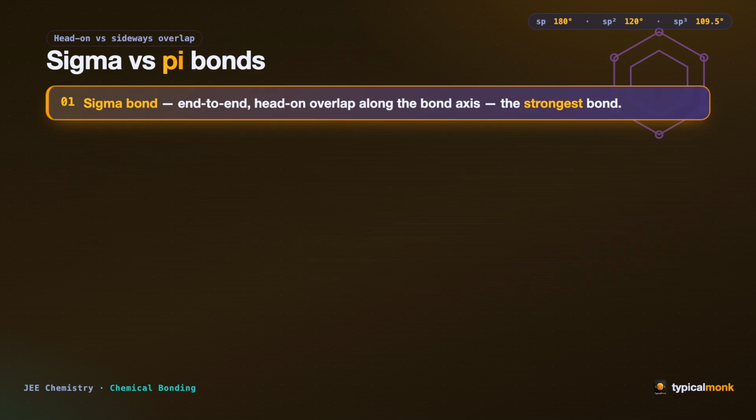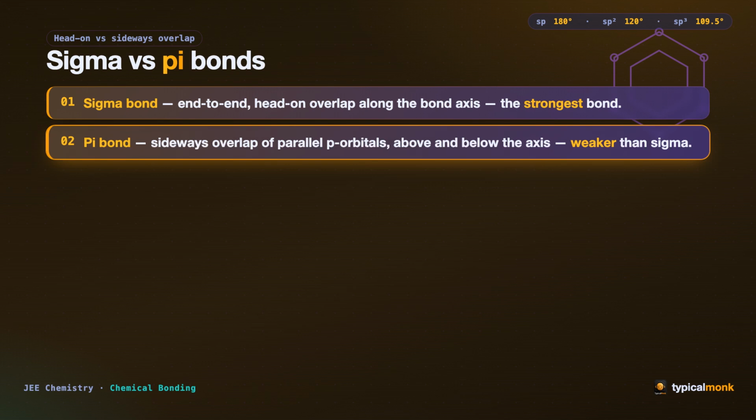Now that orbitals overlap, let us ask, in how many ways can they overlap? There are two, and JEE loves to test whether you can tell them apart across an entire molecule, not just one bond. The first is the sigma bond. Here the orbitals overlap head-on, end-to-end, straight along the line joining the two nuclei. This head-on overlap is the largest possible, so the sigma bond is the strongest kind of covalent bond.